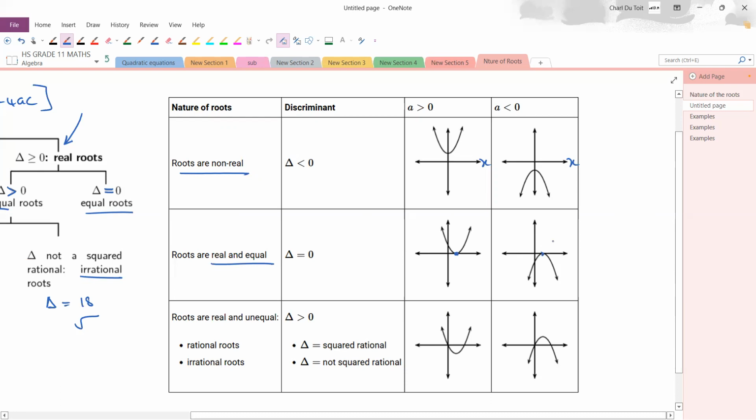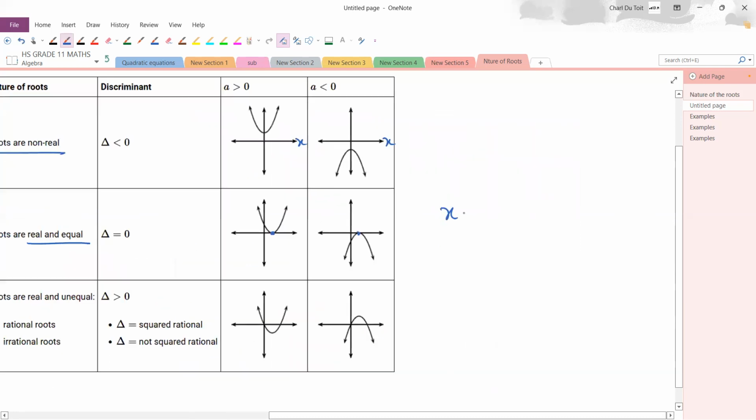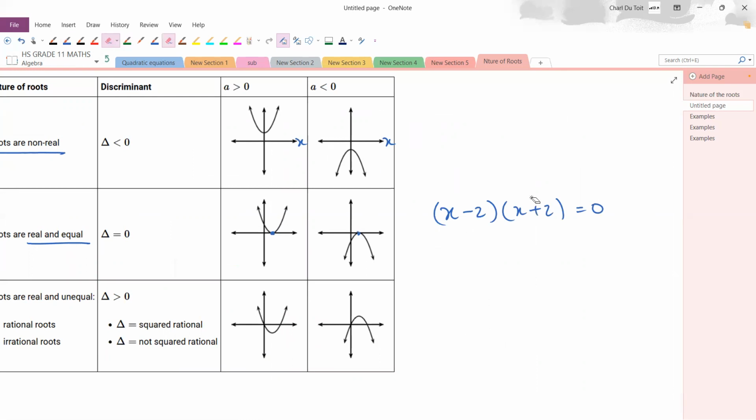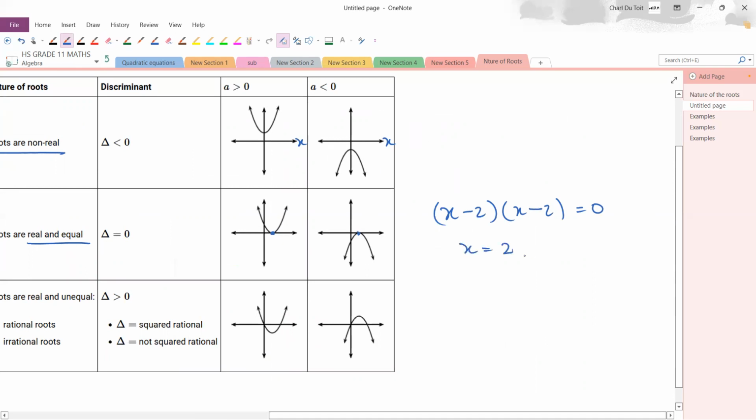So if, for instance, you have an equation like x minus 2 times x minus 2 equals 0, it means that you have two x values, but they are the same. They are 2 and 2. So that means you have equal roots.